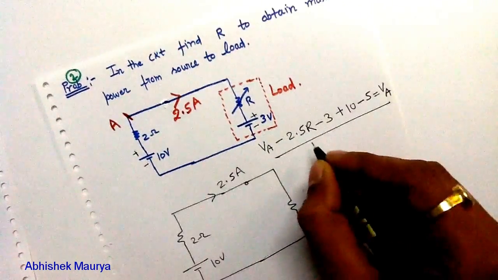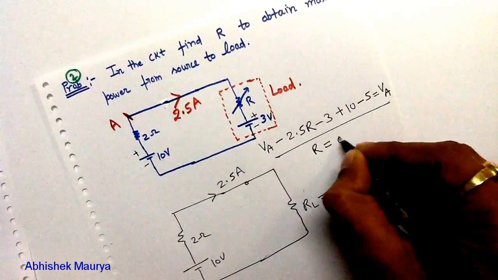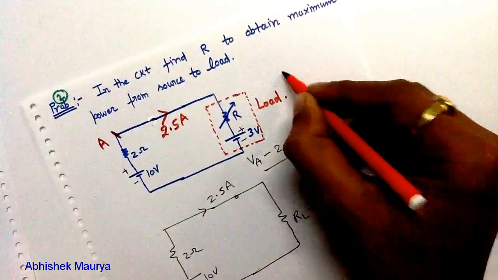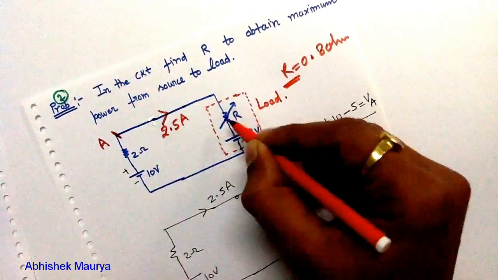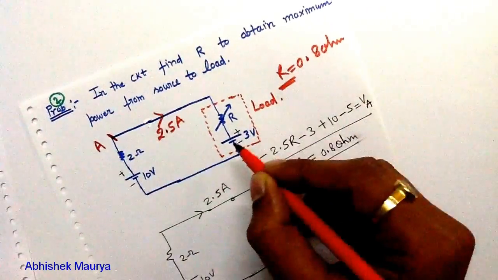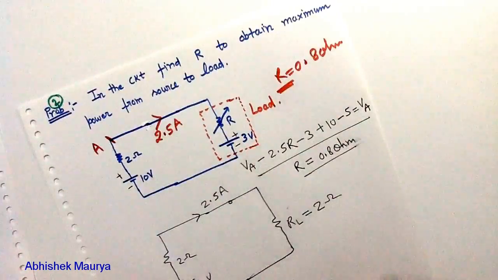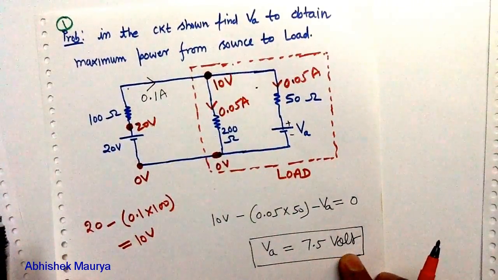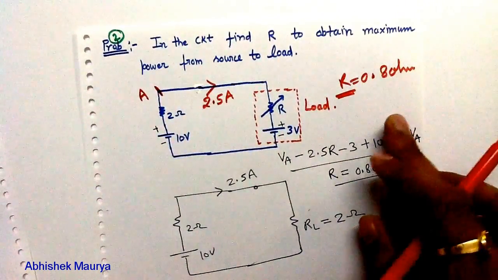If you solve this equation, then you will get R equals to 0.8 ohm. So answer for this question will be R equals to 0.8 ohm. When the value of this resistor will be 0.8 ohm, then the maximum power will be transferred from the source to the load. So in this way we have solved problem number 1. The answer for the problem number 1 is 7.5 volt, and the answer for the problem number 2 is 0.8 ohm.